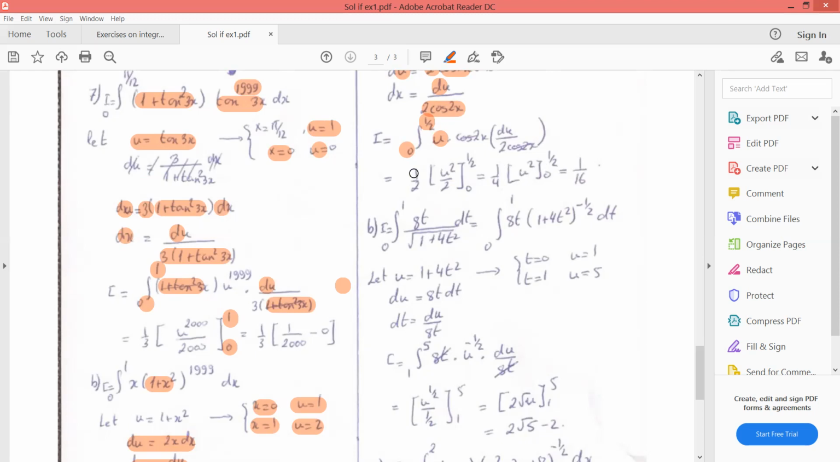Okay, this is all for today. For tomorrow you complete the remaining exercises from the sheet that I have sent.